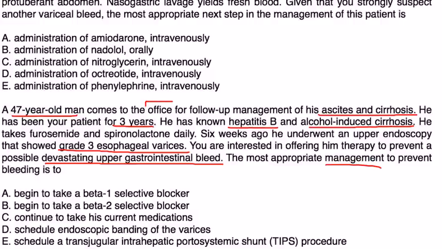Well, one thing I immediately noticed is you come to your office, so it's not an emergent situation. You have to sort of discuss it with him. So the TIPS procedure is probably not going to be the most appropriate management right now. TIPS procedure is done usually in emergency situations to relieve portal hypertension, and that decreases the risk of bleeding. But if he's relatively stable right now, probably want to offer something different.